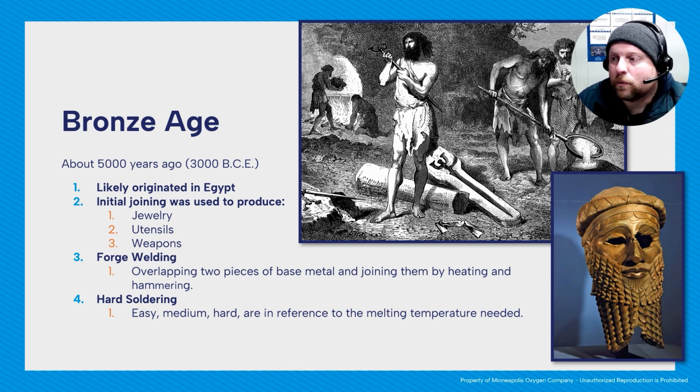And then there was also hard soldering, which was used to make swords by the Sumerians in modern day Iraq. It's called hard soldering because that's a reference to the melting temperature needed to actually make the solder. I kind of liken it nowadays to soldering, brazing, and welding, where they're all different ways to join metal, but it all has to do with the temperature that the metal gets to. And we'll definitely talk way more about that as the series progresses.